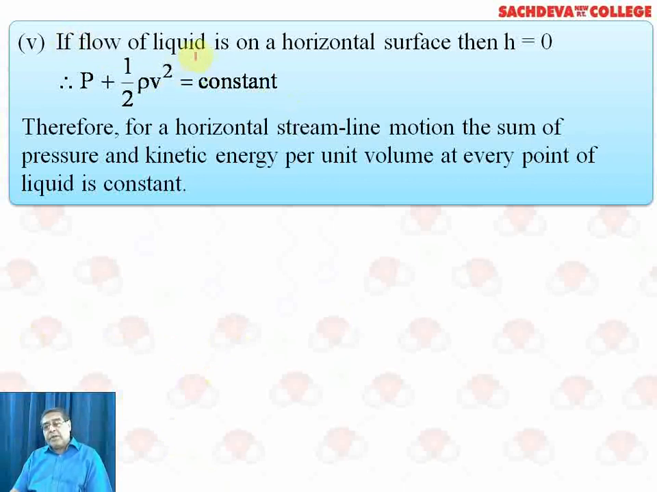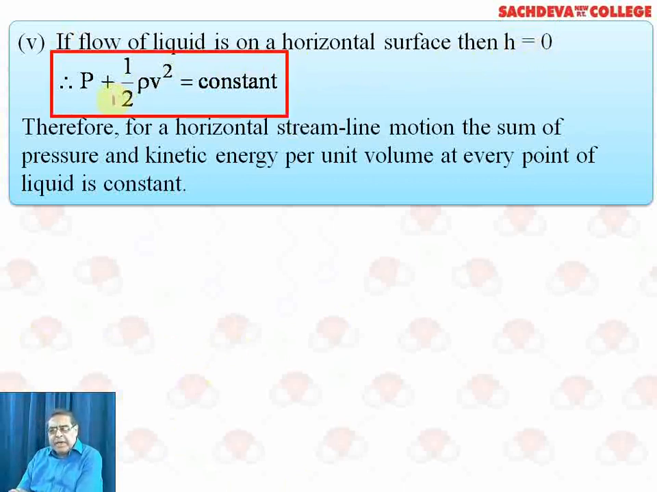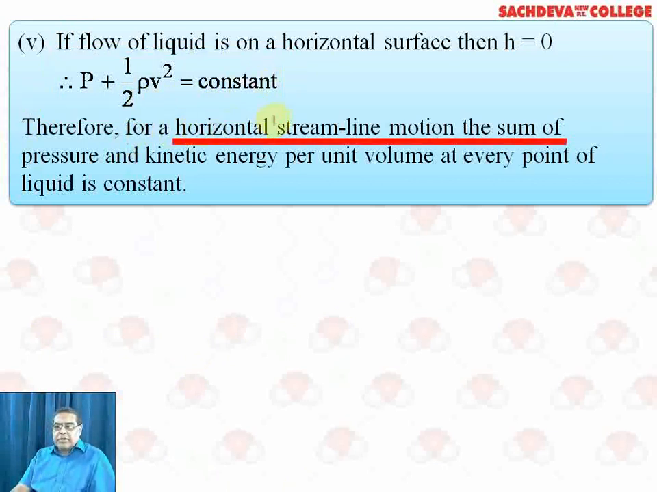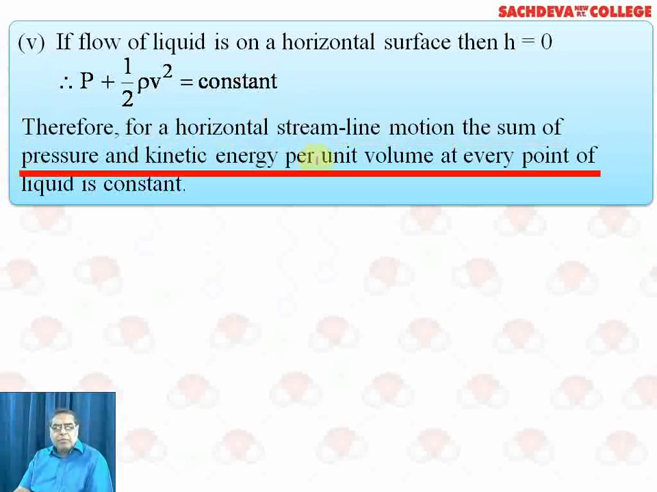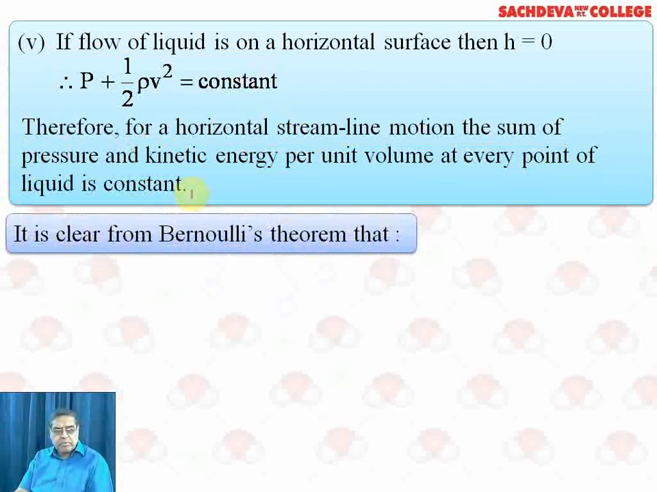If the flow of liquid is on a horizontal surface, then the height will be 0, and we add P and half rho V square, which is equal to constant. Therefore, for a horizontal streamline motion, the sum of the pressure and kinetic energy per unit volume at every point of the liquid is constant.